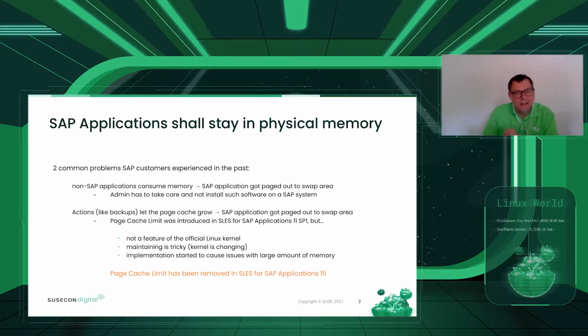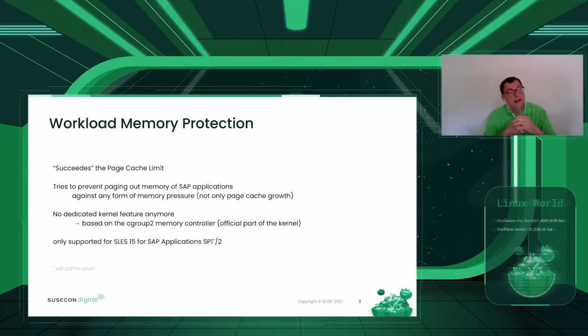So you need a replacement, and that's where workload memory protection comes into play. The idea here is exactly the same: try to prevent paging out of SAP applications. But there's a little difference: it protects against any form of memory pressure. Not only when the page cache grows, the second case we saw, but also the first one, where an application tries to allocate memory. Workload memory protection wants to protect you against that threat too.